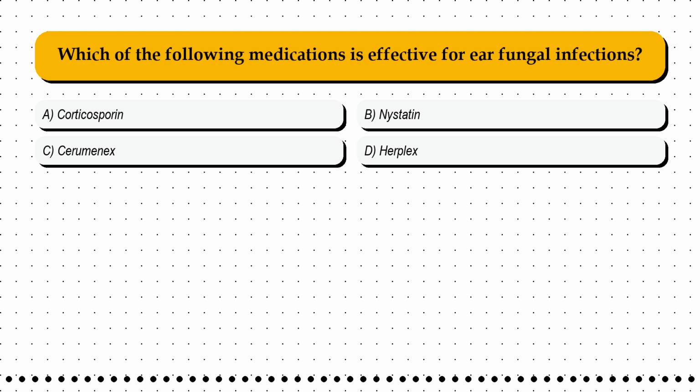Question 187. Which of the following medications is effective for ear fungal infections? Option A, corticosporin. Option B, nystatin. Option C, cerumenex. Option D, herplex.